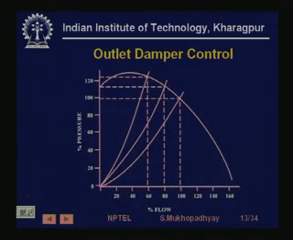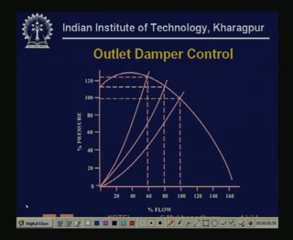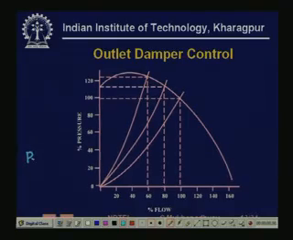So let us see what happens to the operating characteristics when you have damper control. Here is the fan curve, you can see that. Now a damper essentially puts in a resistance. So you can consider the damper to be part of the load.